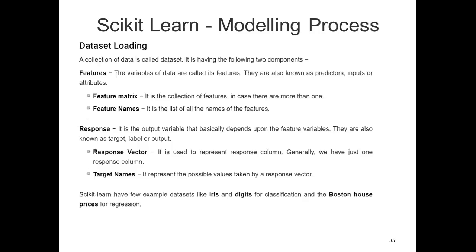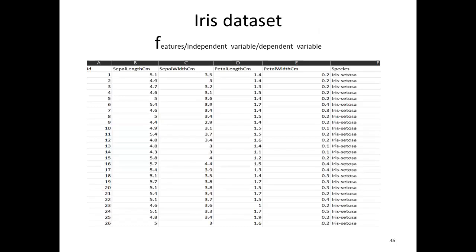Scikit-learn has a few example datasets, like iris and digits for classification, and house prices for some machine learning algorithms. Let's see what is inside the dataset. Here we have ID, sepal length, sepal width, petal width, petal length, and species. Except for species, all the remaining variables are features, or independent variables, and species is the output variable, or dependent variable.